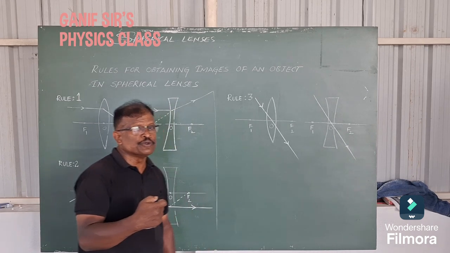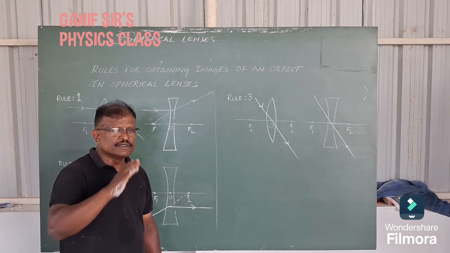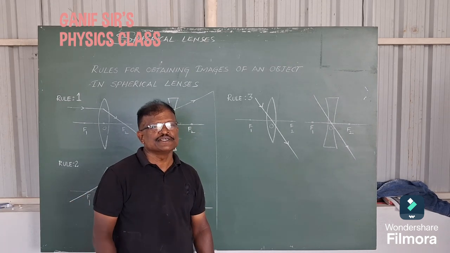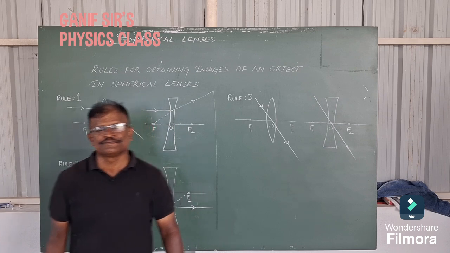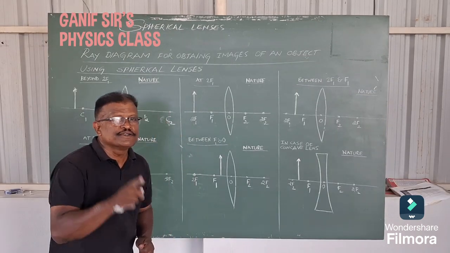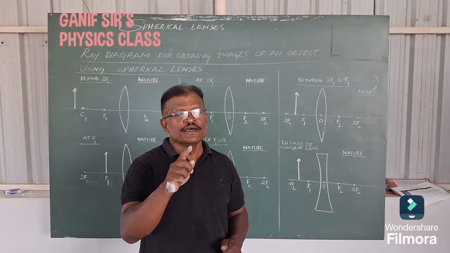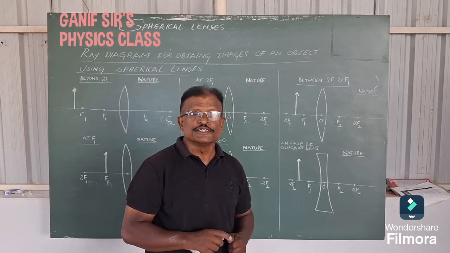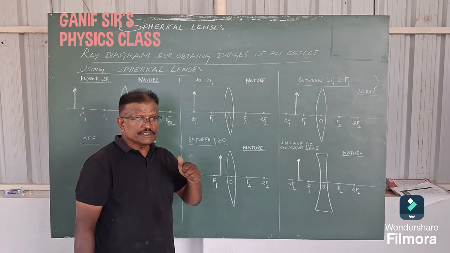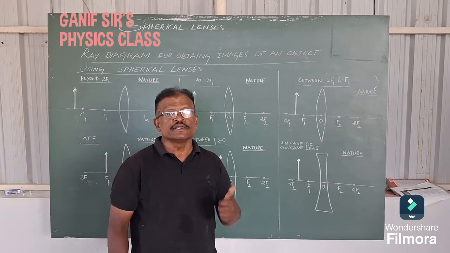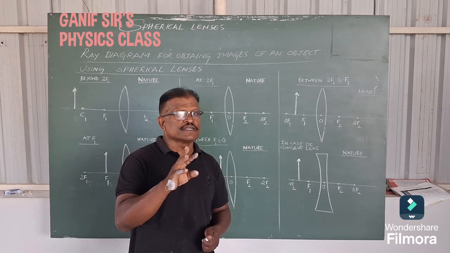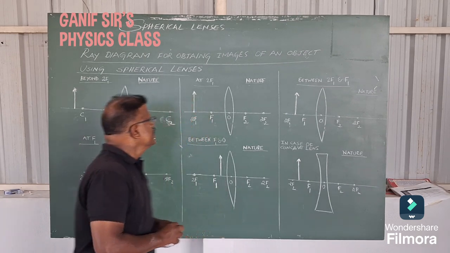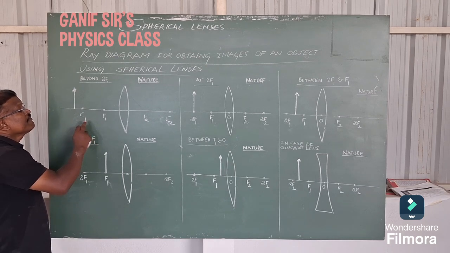Dear students, get thorough with this rule, then you will be able to draw any type of ray diagrams using the spherical lenses. Dear students, today we are going to learn how to draw ray diagram using the spherical lenses. So to draw ray diagram for spherical lenses, we have to follow strictly the three rules. So at least two rules out of three.